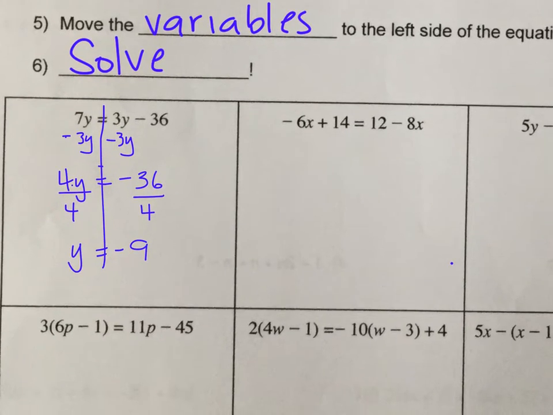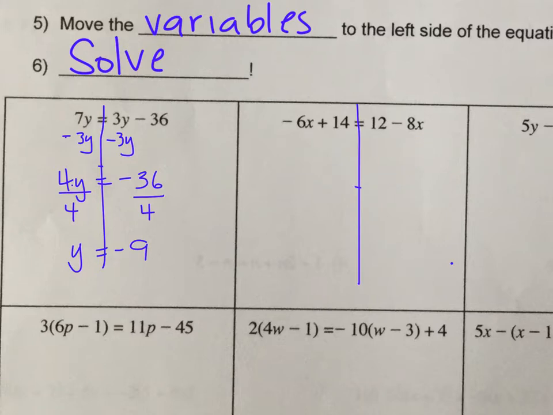Let's look at this next one. There's nothing to distribute, so we skip steps 1 and 2. There's no terms to put together on the left side or the right side, so we skip steps 3 and 4. We go down to step 5. Move the variable from the left. Sorry, I said that wrong both times. From the right to the left.